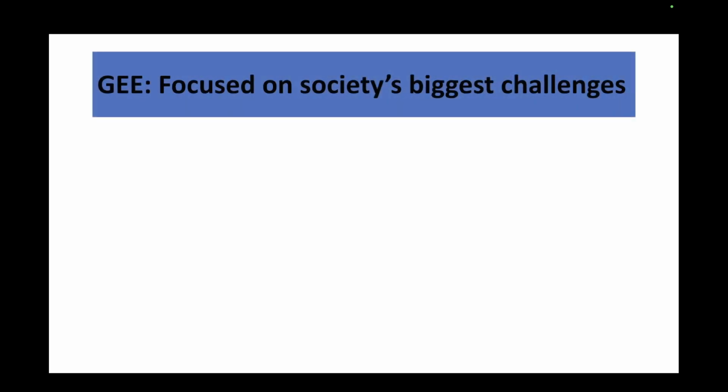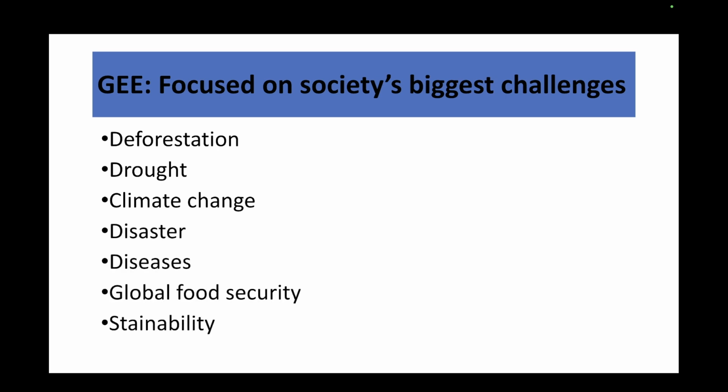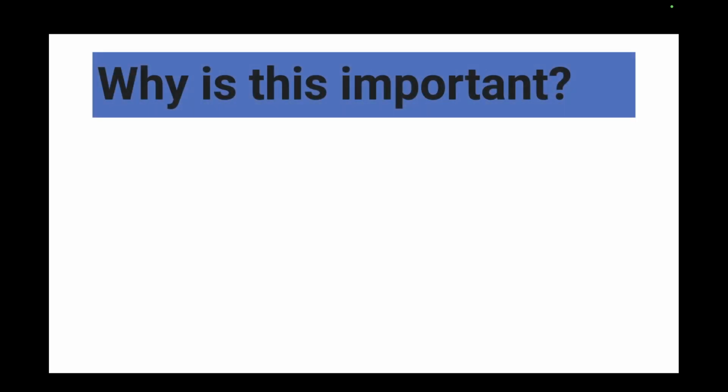So now Google Earth Engine is focused on society's biggest challenges, such as deforestation, then drought, then climate change, then disaster, then diseases, then global food security, then sustainability. So it's mainly focused on society's biggest challenges and solving this type of challenges. And why is this important at the present time?